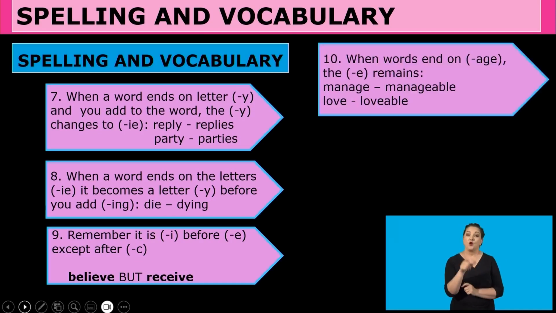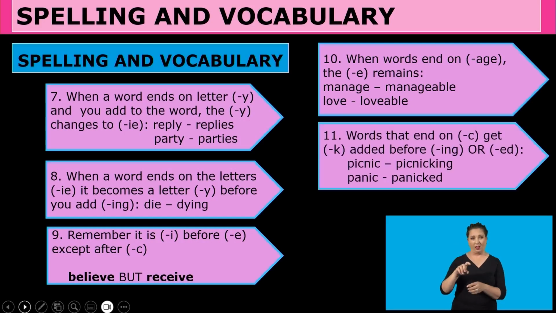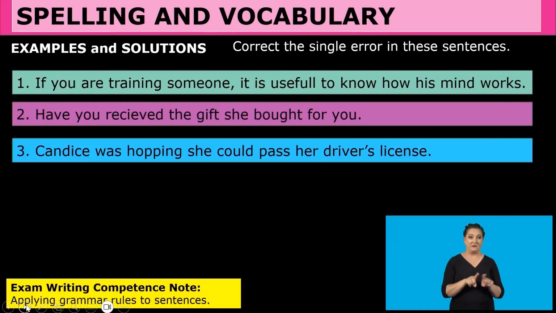So let's see. When words end on age, the E remains, like manage in manageable and love for lovable. And then words that end on C get the letter K added before we add ing or ed to the word. So look at picnic for picnicking or panic for panicked. All right. Learners, let's see if we can apply those spelling rules to the following sentences.